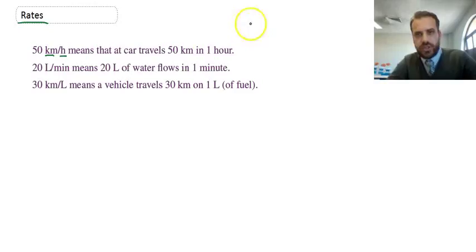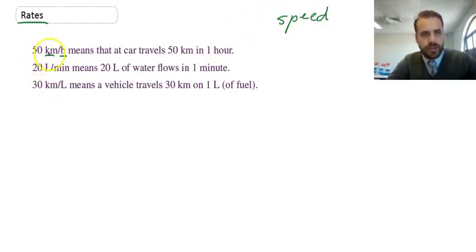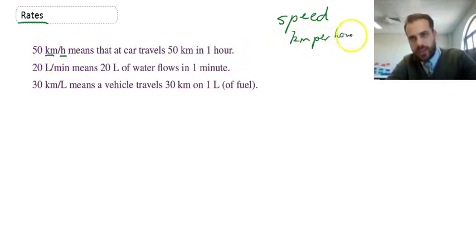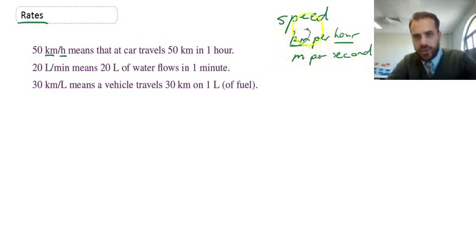One of the most common rates you're probably familiar with is speed. So you're going 50 kilometers per hour. That's kilometers per hour. Now of course with speed you don't have to do kilometers per hour. You could also do meters per second. It doesn't matter what those units are. If it was a very small thing, like a snail that was small and slow, you could measure it in centimeters per hour, perhaps. So these are rates.